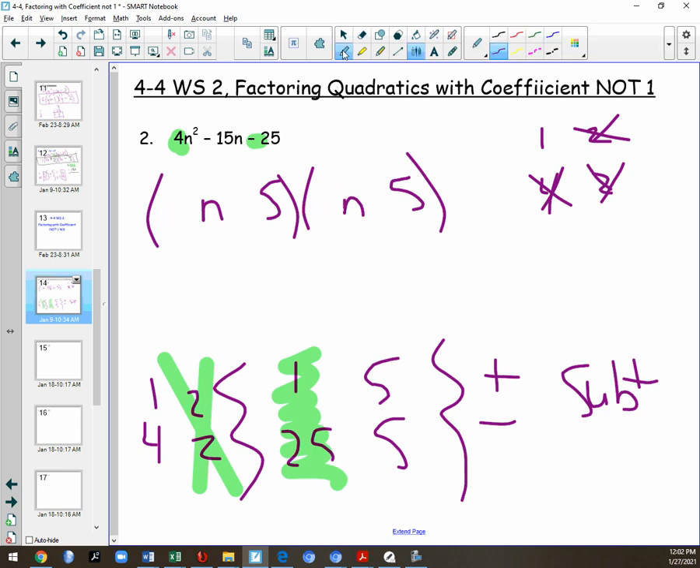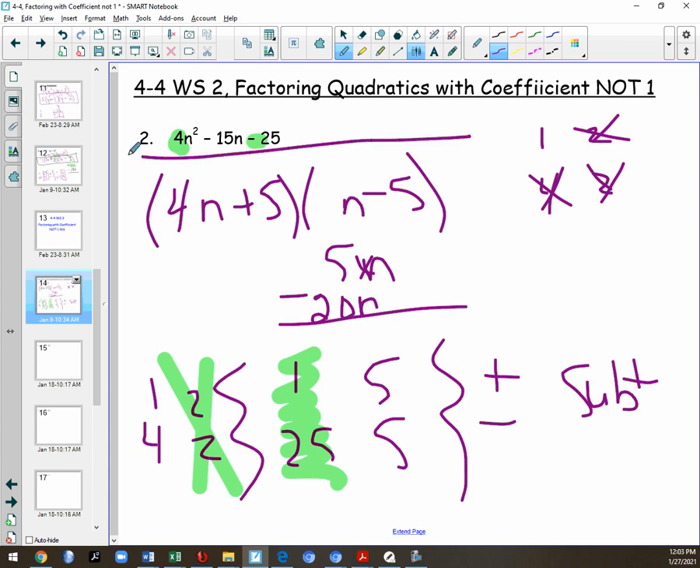Okay? So I'm going to go ahead and put the 4 here. And now I'm going to check. Inside gives me 5n. Outside gives me a 20n. And I have to subtract to get a negative 15. So that means the 20 is going to be negative and the 5 is going to be positive. So inner gives me 5n, outer gives me negative 20n, and this is going to be your factorization.